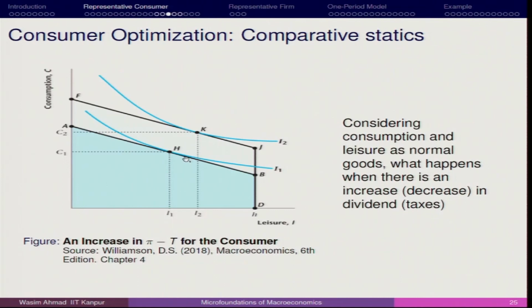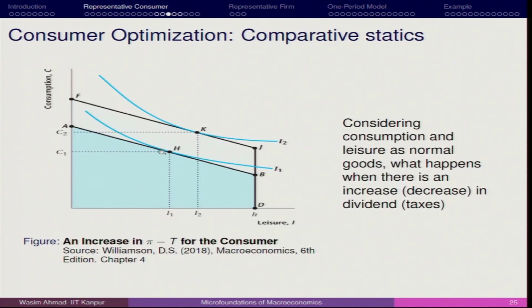Now, this is the baseline budget constraint. Here we are having A, B, D. With the increase in pi, you can see that you have a parallel shift in the budget line. So the budget line shifts parallelly, and then here you have F, J, D. So here we have a K, and here C1 is equal to I1.